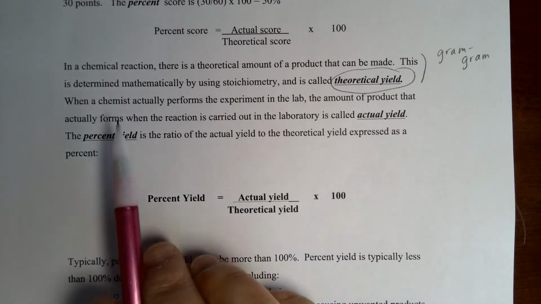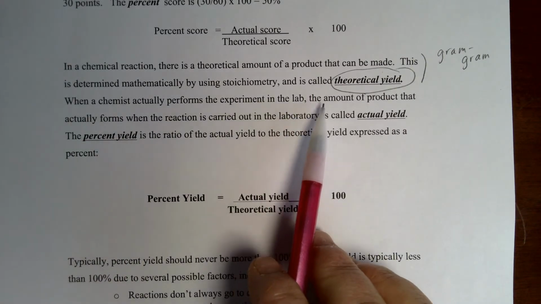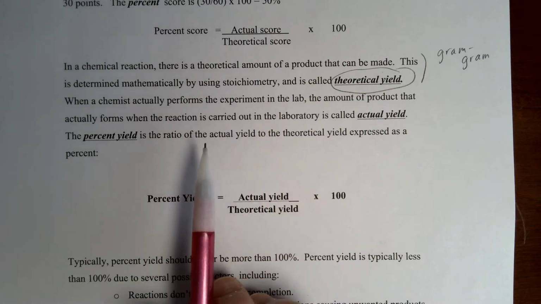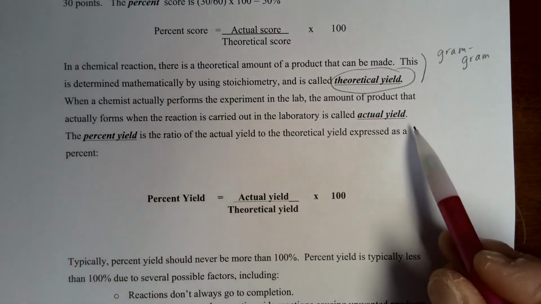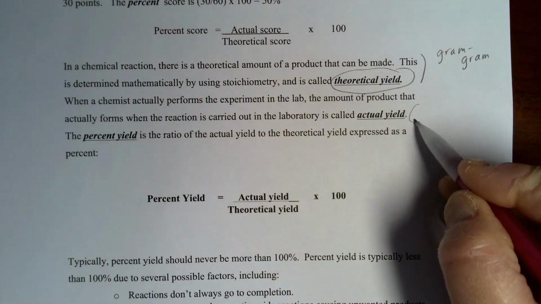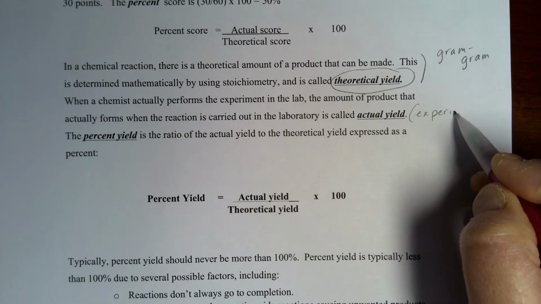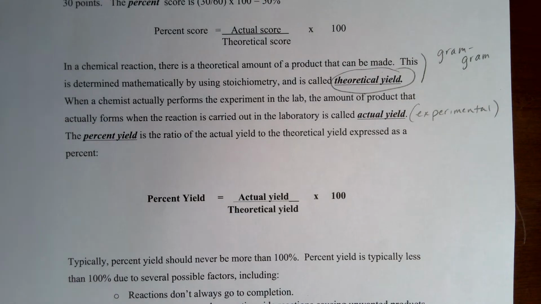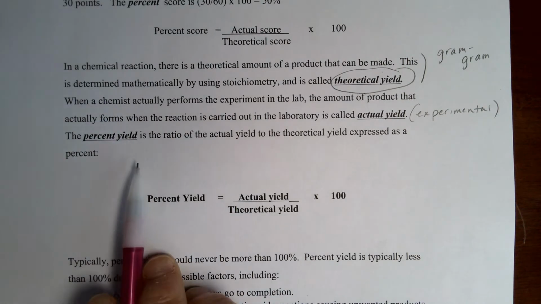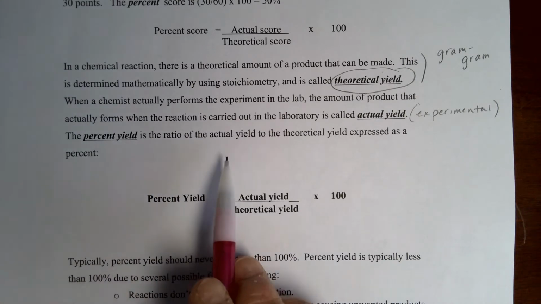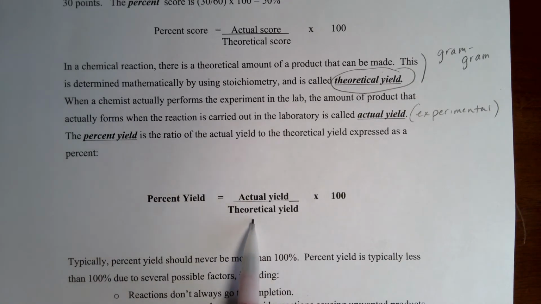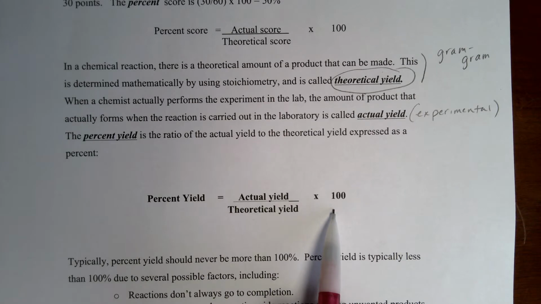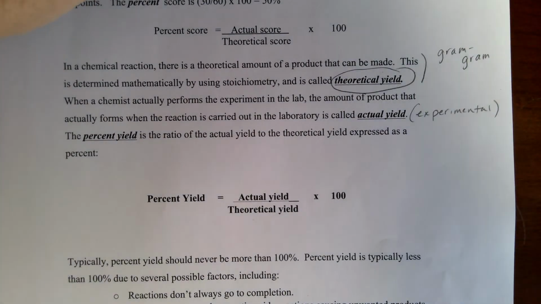Now, when the chemist actually performs that experiment in the lab, the amount of product that actually forms when the reaction is carried out in the laboratory is called the actual yield, or sometimes it's called the experimental yield. It's what you actually produce when you are doing the chemistry in a chemistry lab. And so the percent yield is the ratio of the actual yield to the theoretical yield expressed as a percent. Now, typically, percent yield should never be more than 100%.